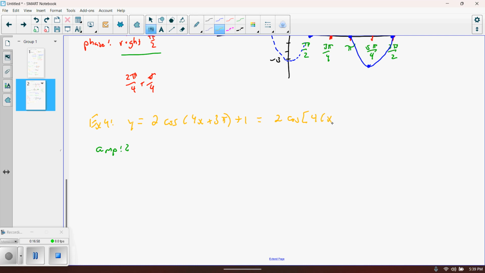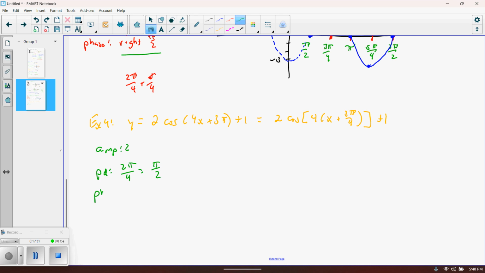And basically by dividing that 4 out of each piece on the inside, that's going to give me 3 pi over 4. And then I've still got a plus 1. So the amplitude is 2. The period is 2 pi divided by omega, which in this case is the 4. So that's going to reduce to pi over 2. So it's only going to take a period of pi halves to get through the cycle.